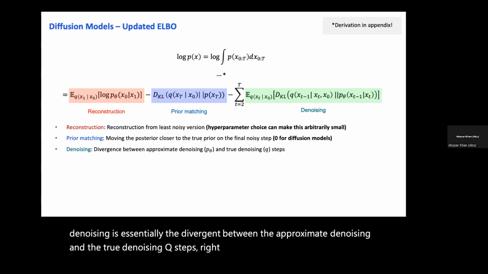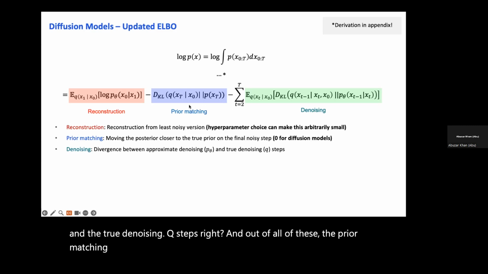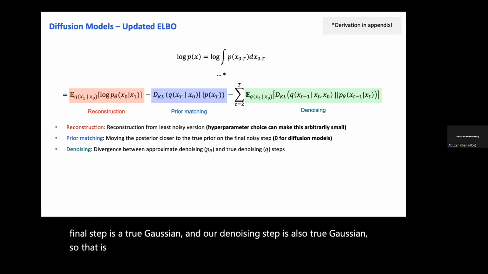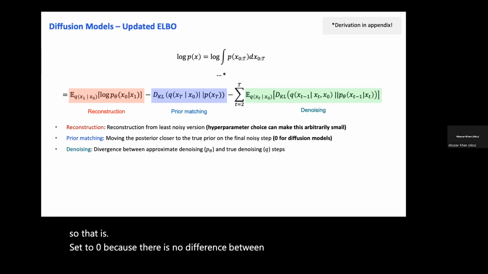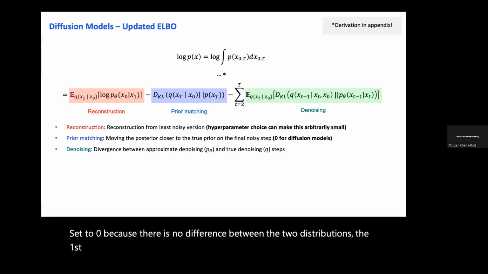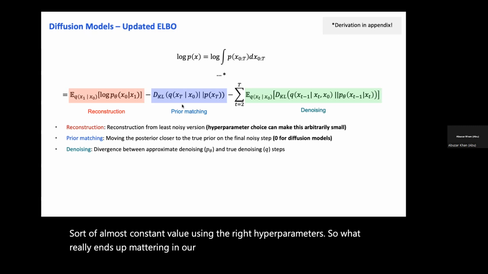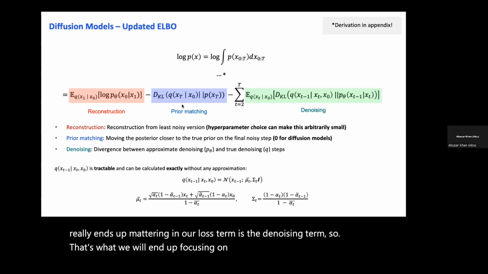And out of all of these, the prior matching is set to 0, right? Because we know for a fact that the prior on the final step is a true Gaussian, and our denoising step is also a true Gaussian. So that is set to 0 because there is no difference between the two distributions. The first reconstruction term can be set to a very small, almost constant value using the right hyperparameters. So what really ends up mattering in our loss term is the denoising term. So that's what we will end up focusing on going forward.